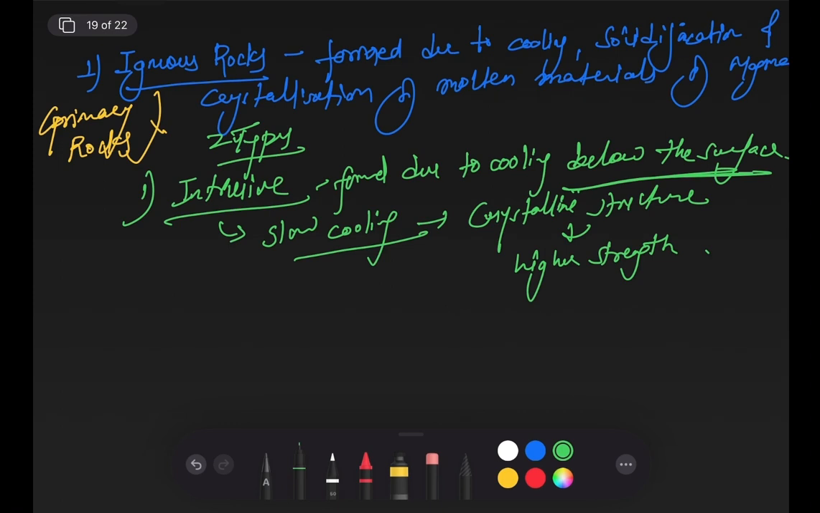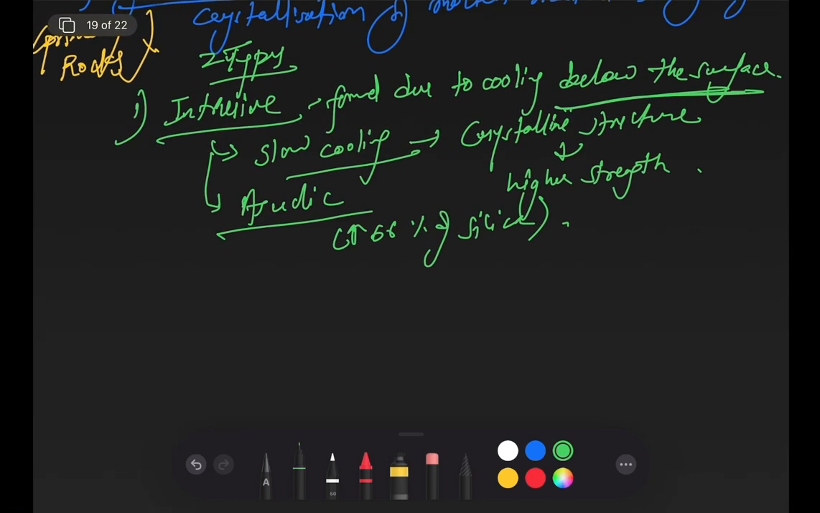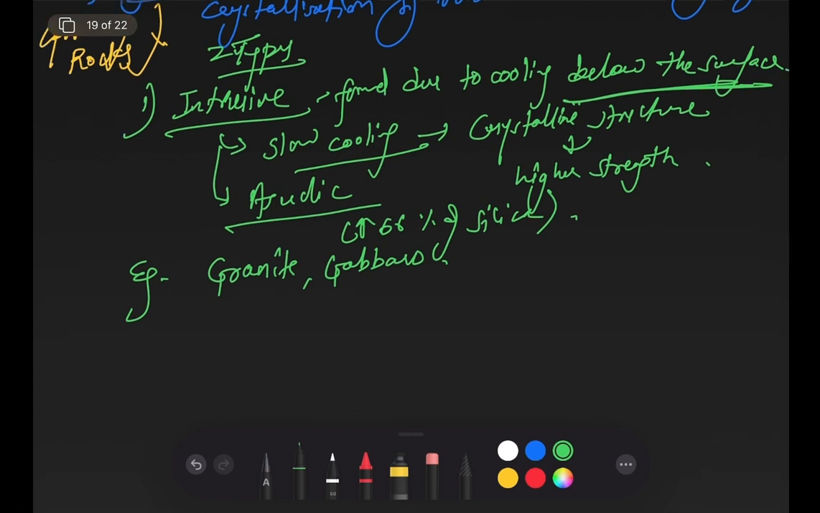Intrusive rocks are also acidic, as these rocks have more than 66% of silica. Examples: granite, gabbro. These intrusive rocks are exposed to the surface through various processes like denudation and erosion.